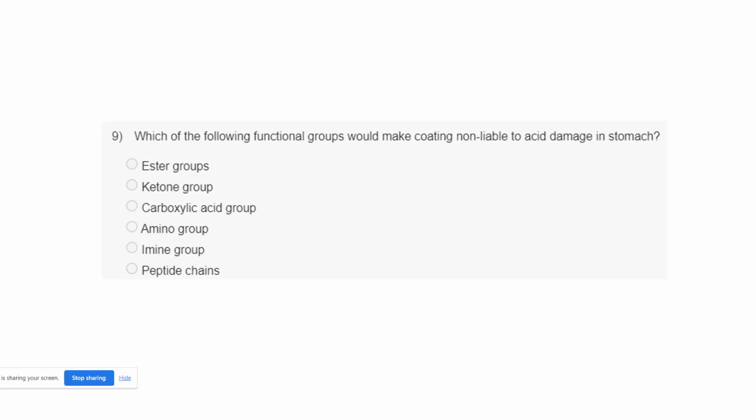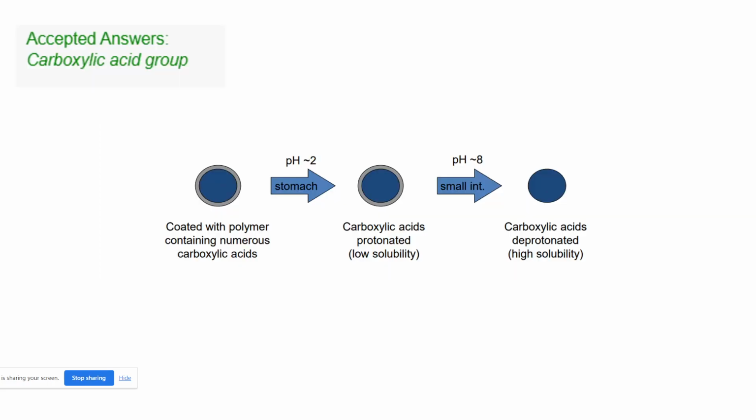Which of the following functional groups could make coating non-labile to acid damage in stomach? Carboxylic acid group. Yes, correct. So these carboxylic acids at low pH, that is in stomach or acidic pH, are protonated, so they are less soluble. But at slightly higher pH, such as in small intestine, they are deprotonated and become more soluble.